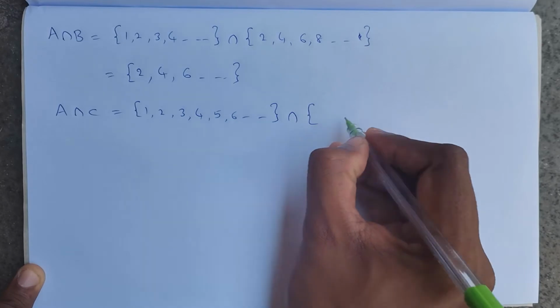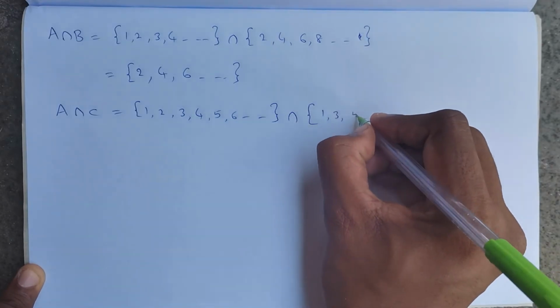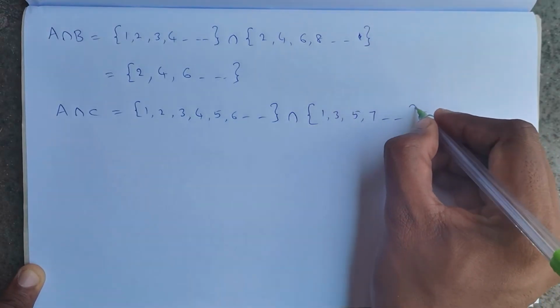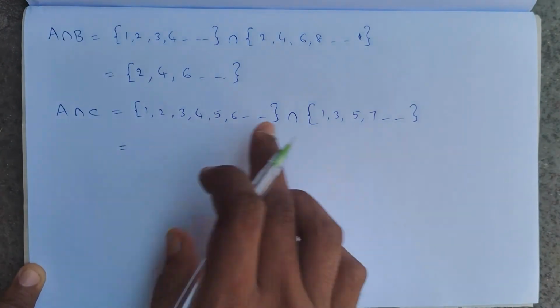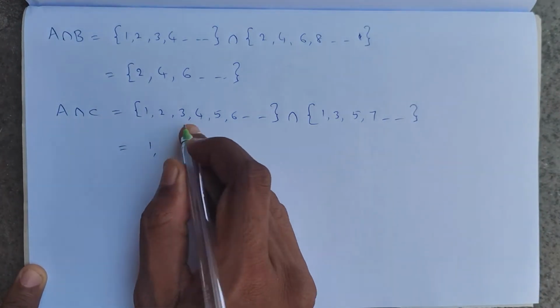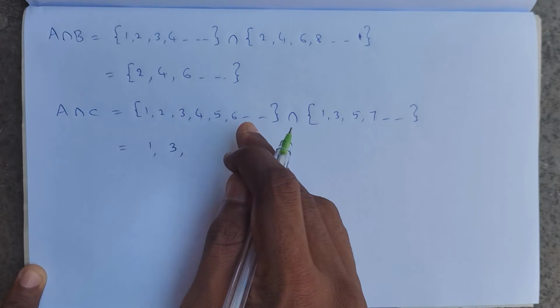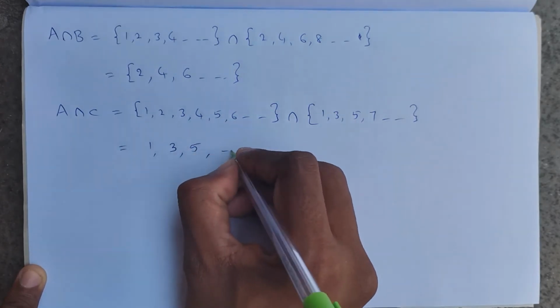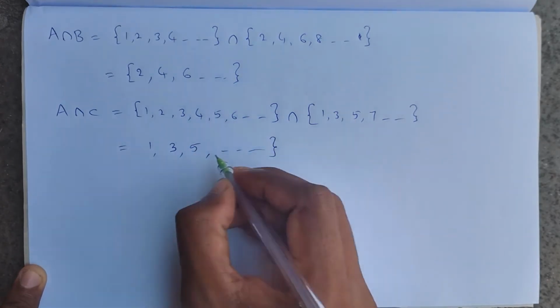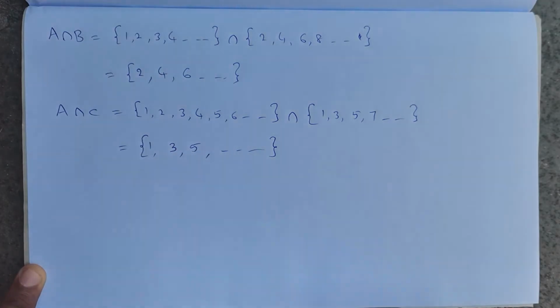Set C is the total odd numbers 1, 3, 5, 7 and so on. If we check the common elements from both of these, here 1, 3, 5 and so on. So A intersection C is equal to 1, 3, 5, 7, 9, 11 and so on.